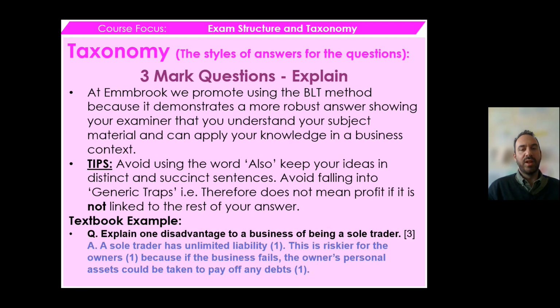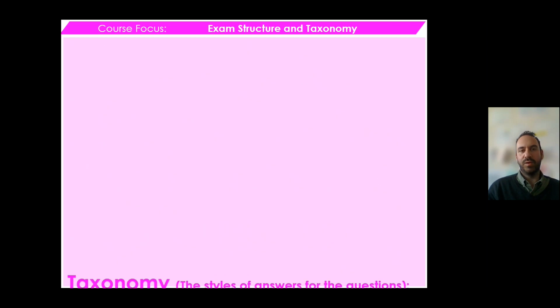So a sole trader has unlimited liability. That's 1 point. This is riskier for the owners. That's your impact, being riskier, because if the business fails, the owner's personal assets could be taken to pay off any debts. That's your lead to there. And that's how you get the 3 marks for that. That's 3 lines. It doesn't need to be 2 long.